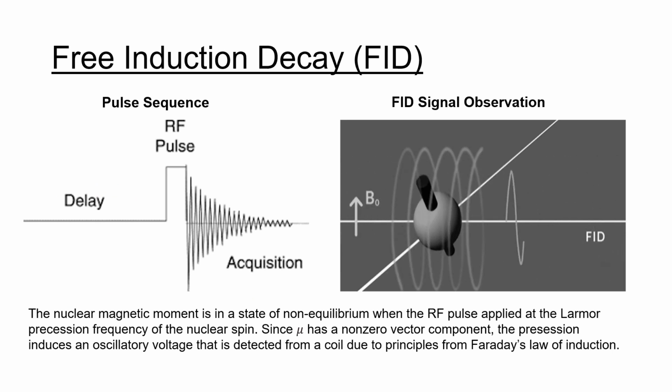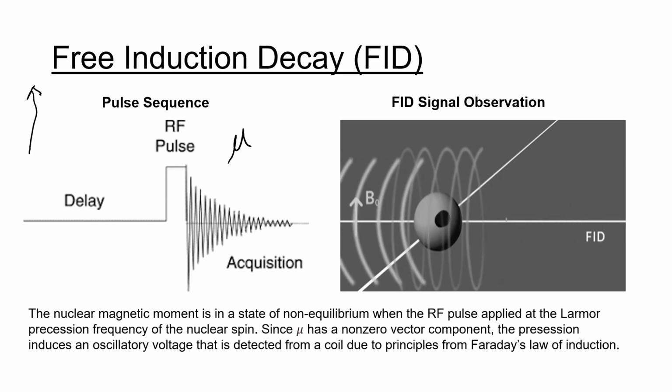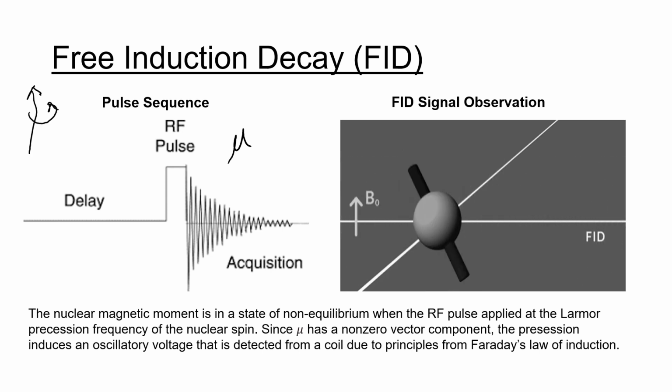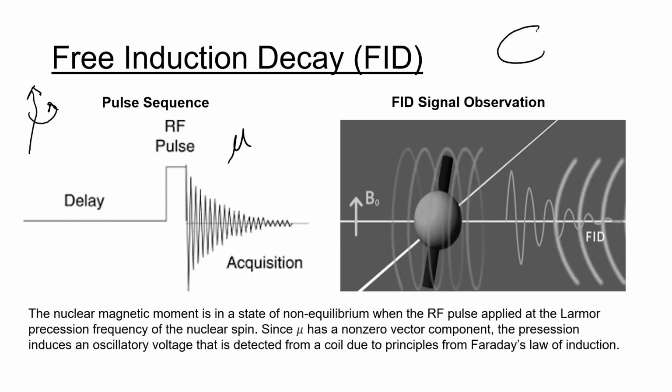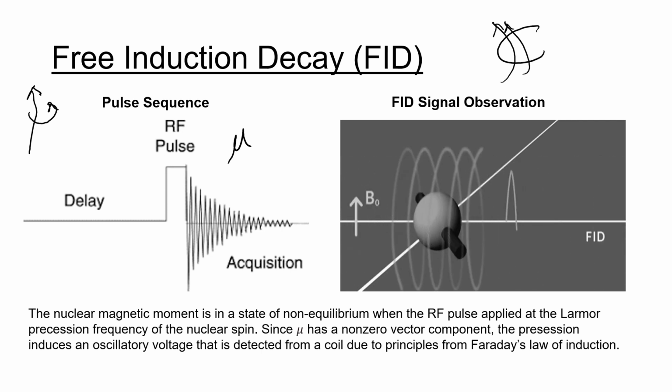So if we consider the interaction from the perspective of the receiver coil, what's happening is as we apply an RF pulse, the nuclear magnetic moment, which is mu, is in a state of non-equilibrium. This is applied at the Larmor precession frequency, so this is the precession around the magnetic field. If we apply it at that frequency of the nuclear spin, it has a non-zero vector component, which means if we have a charge in a circular path, this induces its own magnetic field due to the right-hand rule.